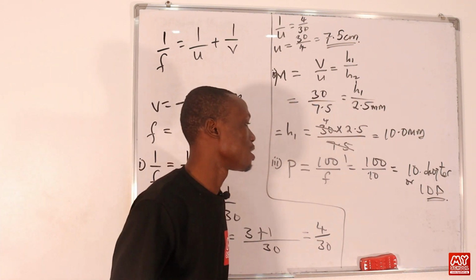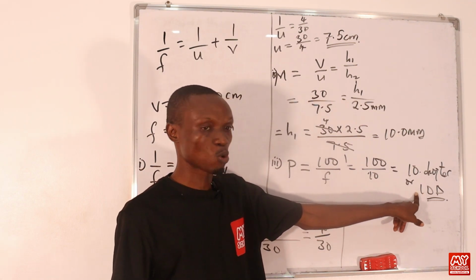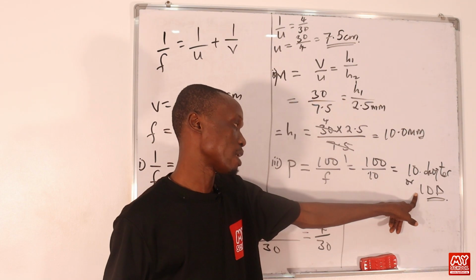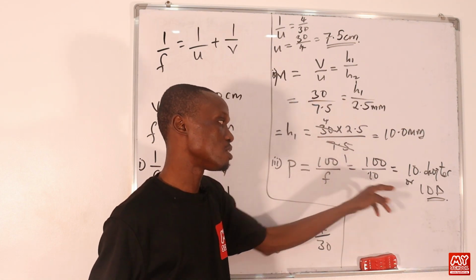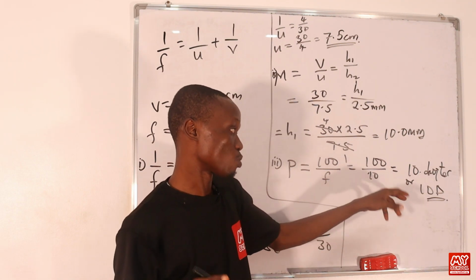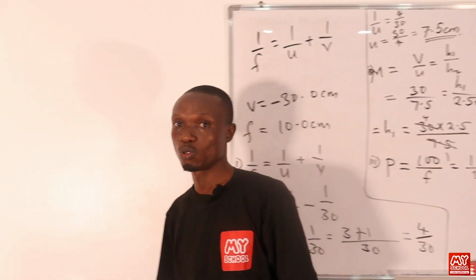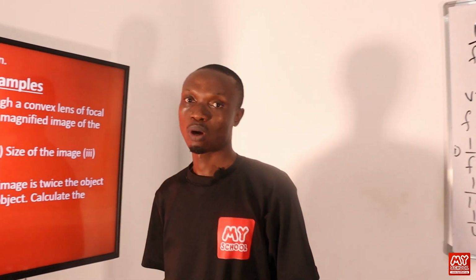Now remember here, our solution is positive, and the reason for that is because we are talking about convex lens, right? Had it been concave lens, then this place would have been negative. So that is very important to take note of. Okay, so let's return back to the screen to continue with the examples.